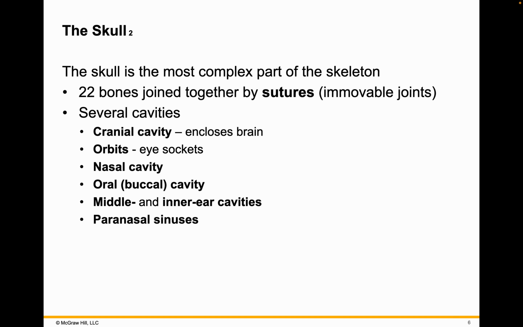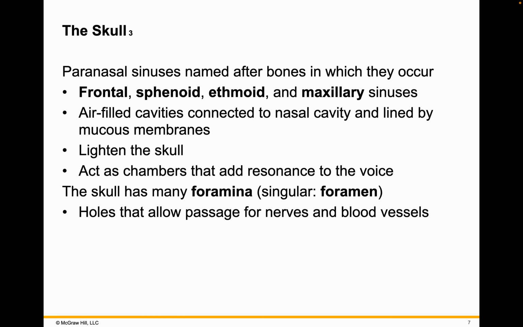Skull bones, the first one, there are about 22 bones joined by sutures, which are immovable joints. These bones and their structure give us several cavities. The cranial cavity completely encloses the brain. The orbits enclose the eyes. The nasal cavity, the oral or buccal cavity. We also have middle and inner ear cavities, and the paranasal sinuses.